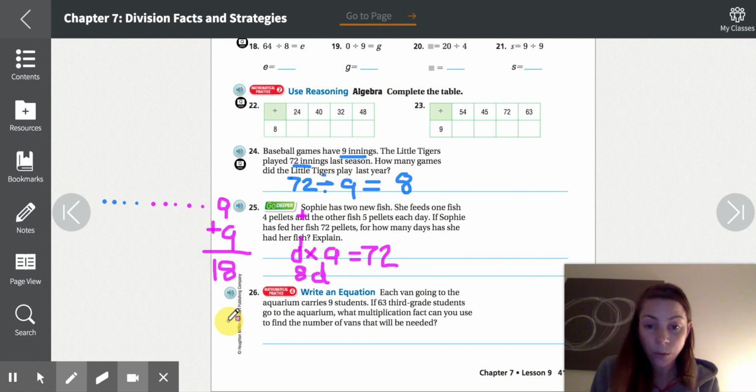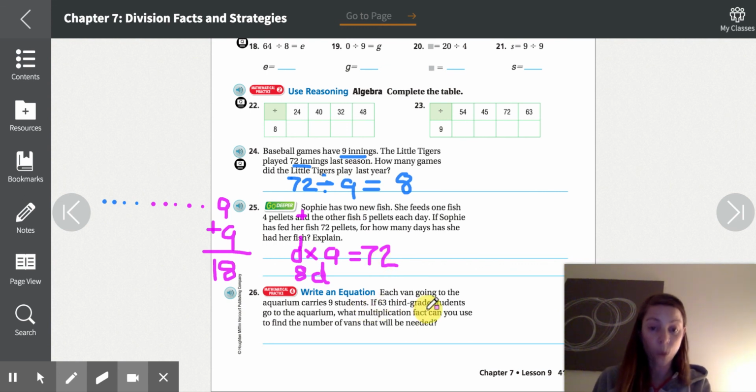Okay, last one. It says write an equation. Each van going to the aquarium carries 9 students. If 63 third grade students go to the aquarium, what multiplication fact can you use to find the number of vans that will be needed? So it's kind of like the one I just did up top. I used multiplication that was missing a number. So they want us to do that again.